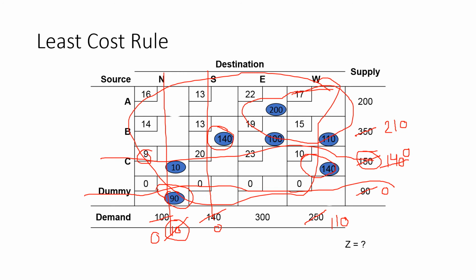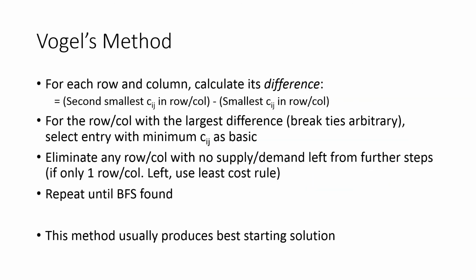So is this optimal? How about the cost first? The cost I'll get by multiplying 200 by 22 plus 140 by 13 plus 100 by 19 and so on until I get the new cost. This cost may or may not be smaller than the cost I calculated using the northwest corner rule, but most likely it is better. That means it's smaller.